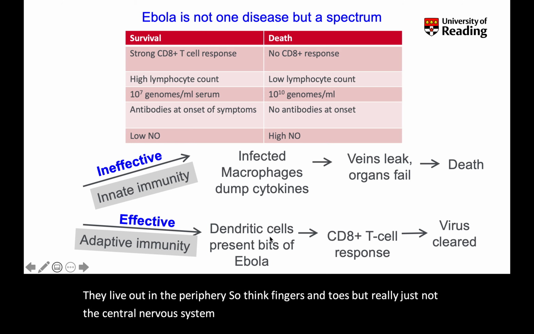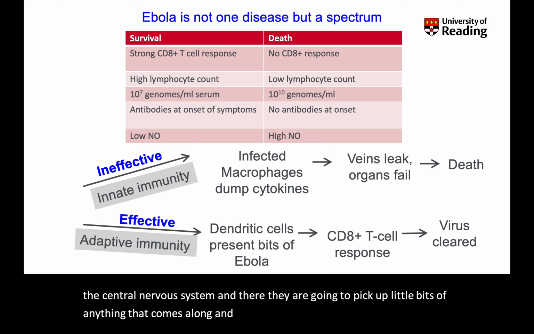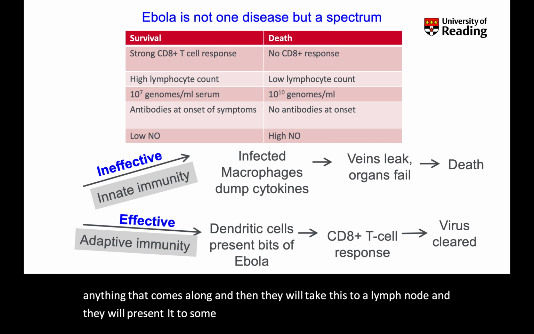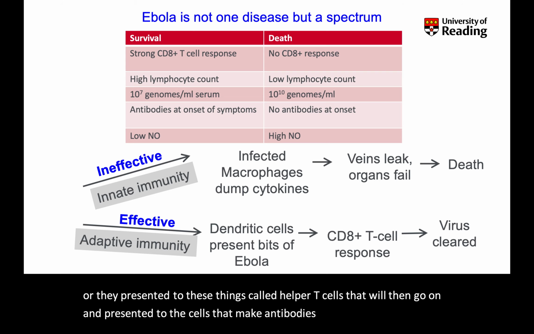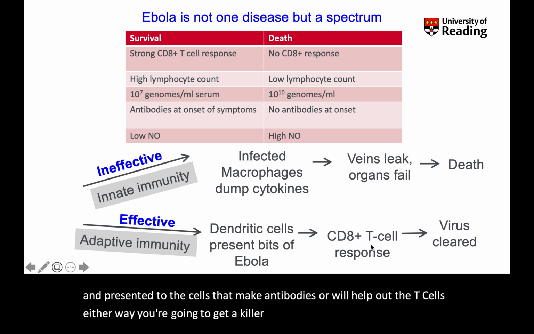There they're going to pick up little bits of anything that comes along, and then they will take this to a lymph node and they will present it to some other cells. They can present it directly to T cells, or they can present it to these things called helper T cells that'll then go on and present it to the cells that make antibodies or will help out the T cells. Either way, you're going to get a killer T cell response, so that's CD8 T cell response, or the killer T cells, and that leads to virus clearance.